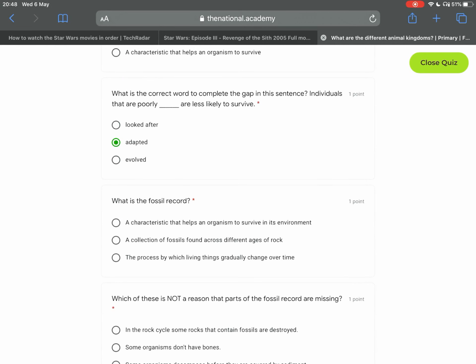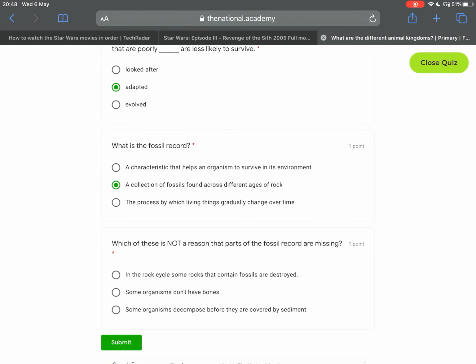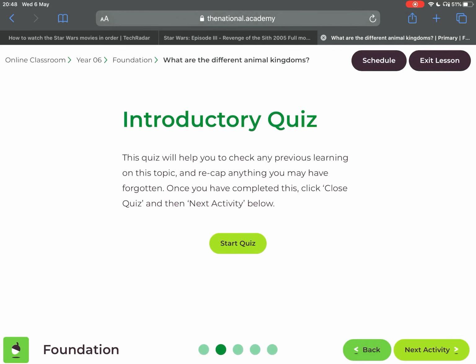What is the fossil record? The fossil record is a collection of rocks found across different ages of rock. The process by which living things gradually change over time, that would be... Oh, sorry, no, that's not. Which of these is not a reason that parts of the fossil record are missing? That would be some organisms don't have bones.